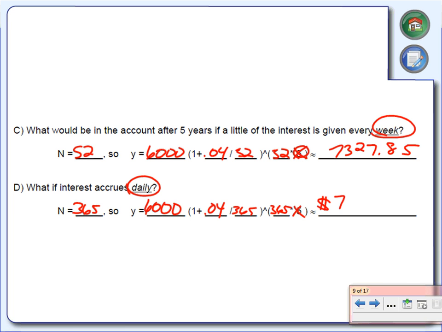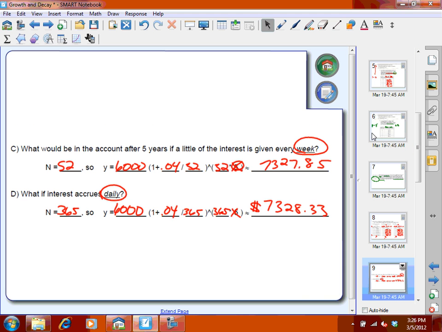$7,000 what? 28 and 33 cents. So $7,328.33 is what we get if we invest $6,000 at 4% interest, and that interest occurs daily. All right, I'm going to stop right there.